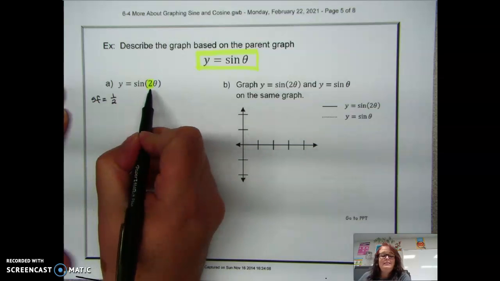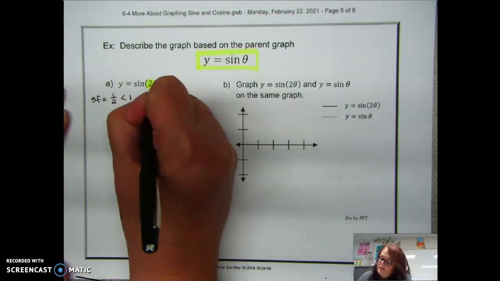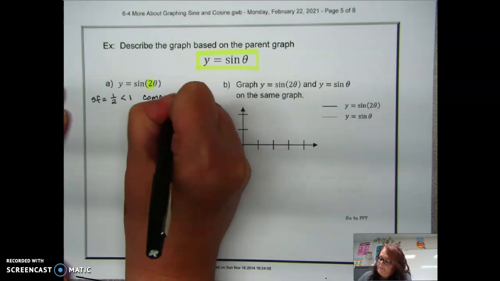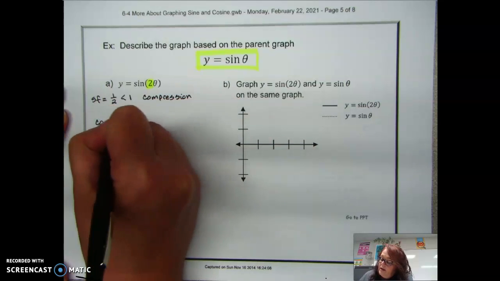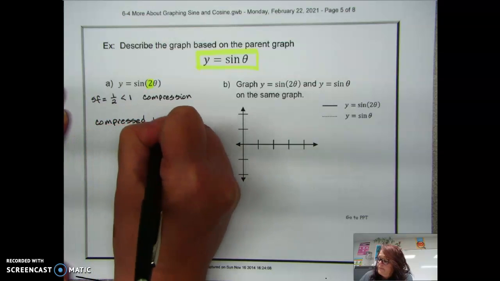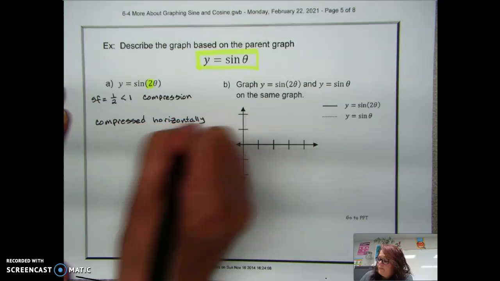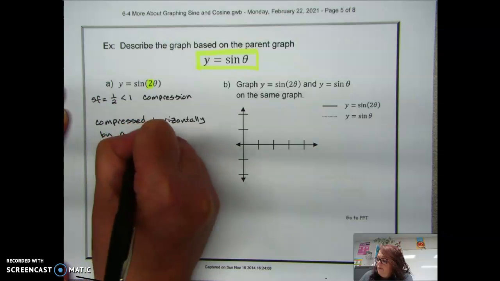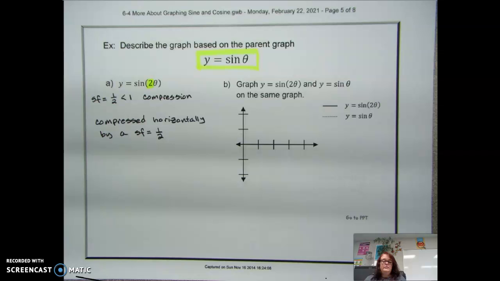And again, because it's inside the parentheses, it's a horizontal change, and 1/2 is less than 1, so that means it's a compression. So we're going to say that this is compressed horizontally by a scale factor of 1/2. So again, the scale factor is always the reciprocal of what's inside.